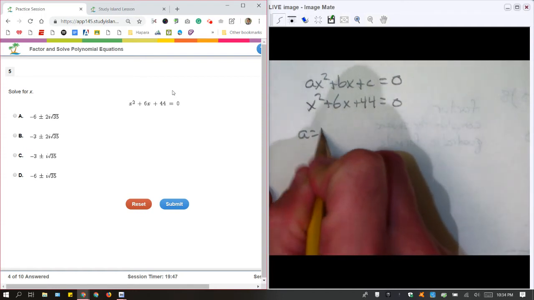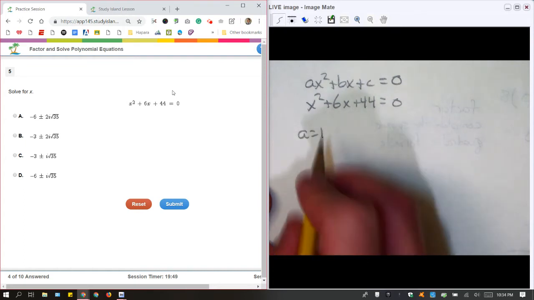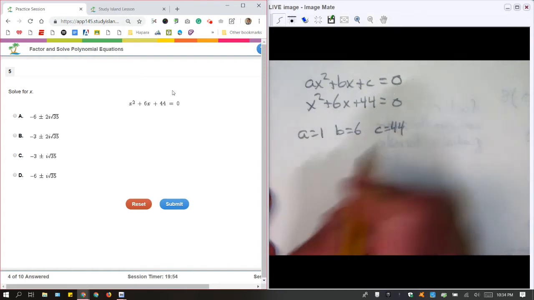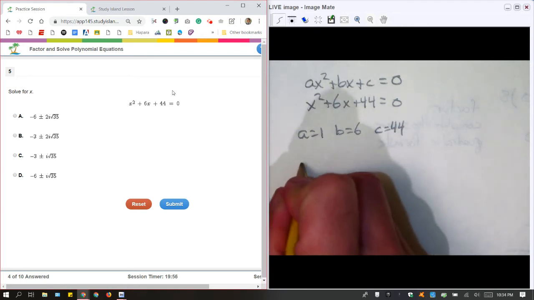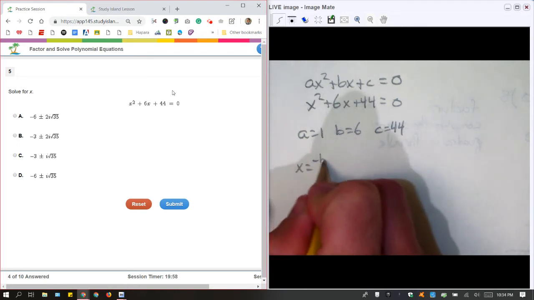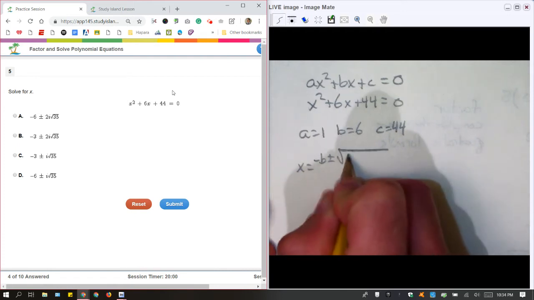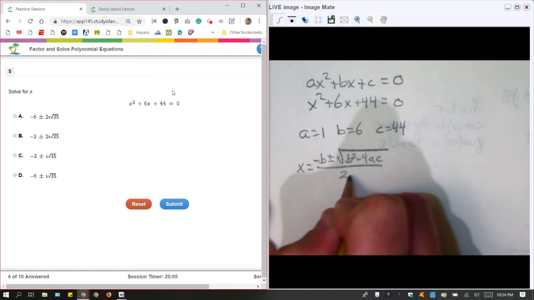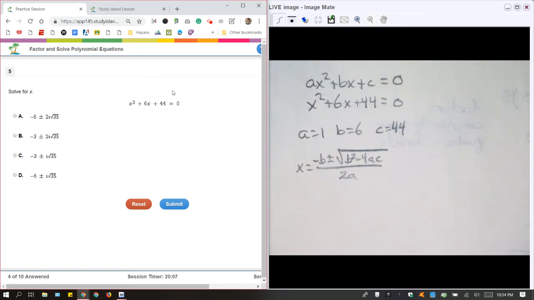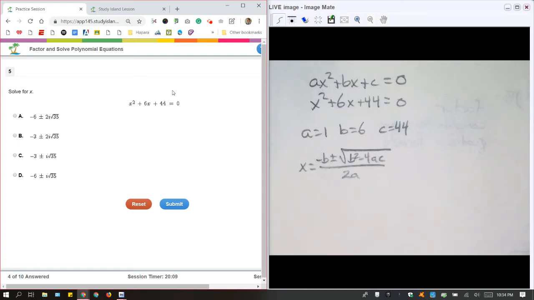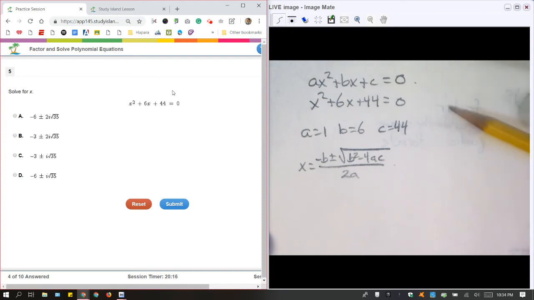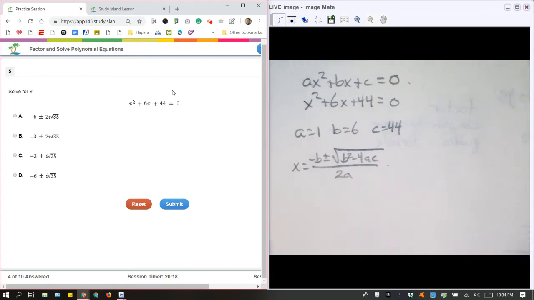A is equal to 1 in this case. Remember, this is 1x squared. B is equal to 6, and C is equal to 44. So here we go. X is equal to, again, negative b plus or minus the square root of b squared minus 4 times a times c, divided by 2 times a. Got to just remember that. You will have to prove it in high school. When you get to that point, you're going to have to actually do all the steps that you would take to get from this to this. But for now, you should just memorize it.